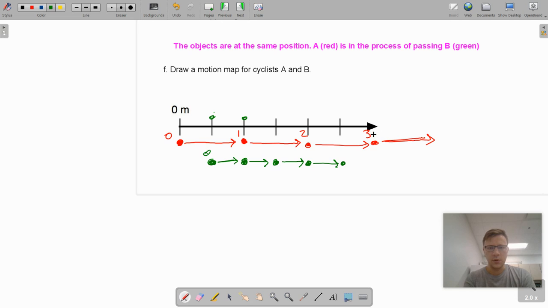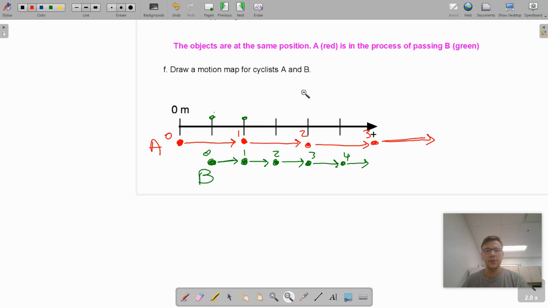So this would be 0, 1, 2, 3, 4, etc. Okay. So as long as you do that, it's good to go. And that shows me that you understood 2 things here. Number 1, the objects don't start in the same position. And number 2, the object A, or the red one, is moving faster than object B, the green one. Okay. Those are the 2 things that I care about on that.